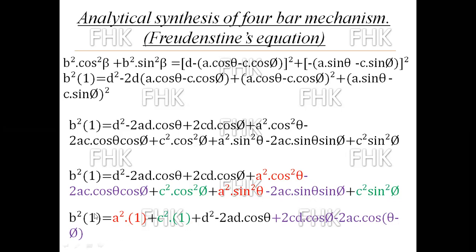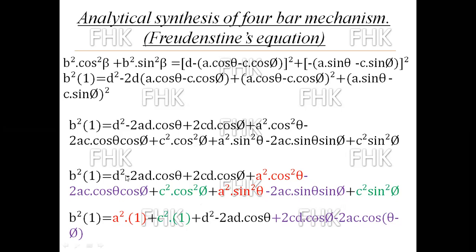Okay, I explain again this step. B square is equal to d square, this d square as it is. From these two terms I will take a square common, and this will become 1, sin square theta plus cos square theta. And from these two terms I will take c square as common, and this will become sin square phi plus cos square phi, it will become 1.